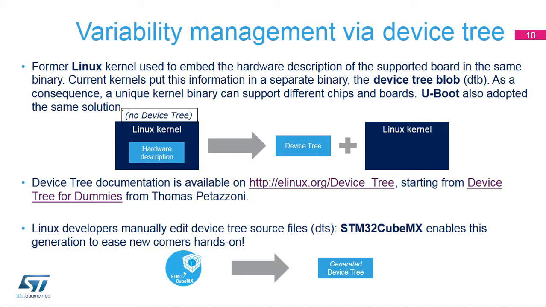Any piece of software needs to get the hardware description of the platform on which it is executed to run properly. This includes the kind of CPU, the memory size, the pin configuration, etc. The Linux kernel used to embed this hardware description directly inside its binary. The consequence of this historic implementation was that hardware variance management often relied on compilation switches that required the kernel to be compiled for each new board.